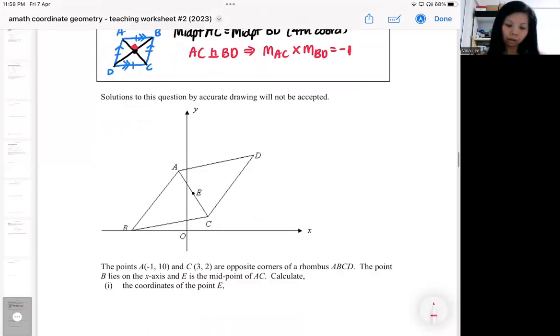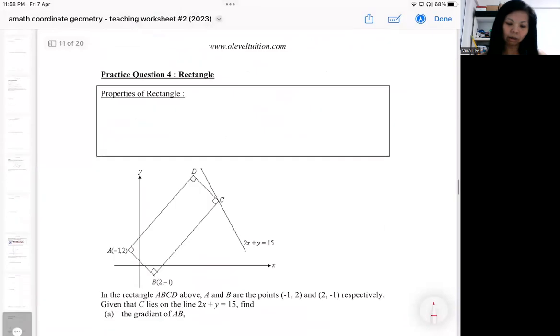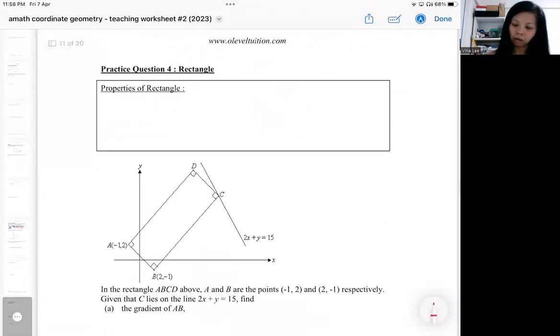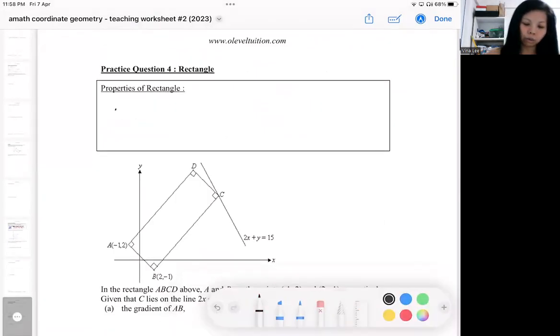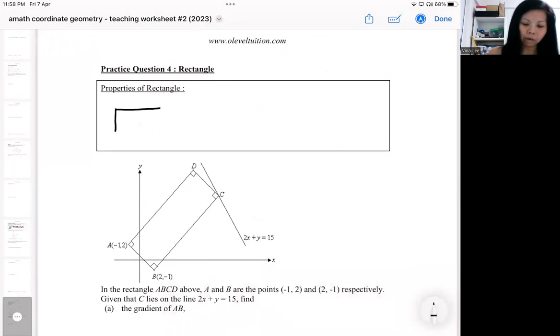Okay, and then the next one will be a rectangle. Again, for a rectangle, we do know the basic property that the opposite sides are the same length and also parallel to each other. So these are the same things.